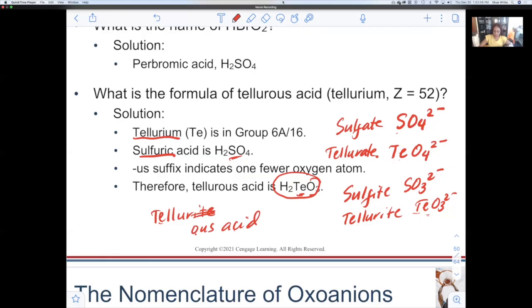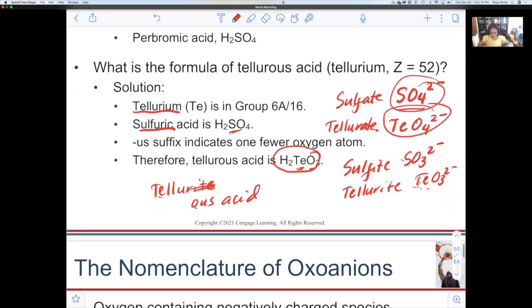Because they're the same family, same group, they're almost interchangeable. Does that make sense? Interchangeable when you're making the formula. Like if you know the formula of SO4 2-, sulfate, then you can predict the formula of tellurate because they're in the same group. Their bonding is similar, very similar.